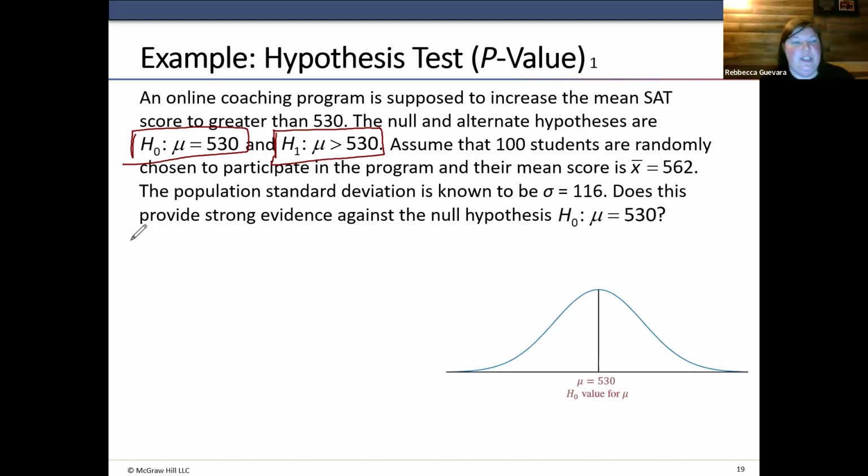So once again, we assume that we have a sample size of 100. Students are randomly chosen to participate in this program, and their mean score, once again, is 562. The population standard deviation, once again, we know to be 116. So does this provide strong evidence against the null hypothesis? Well, that's what we want to figure out here. We figured out the test statistic for this already, and we're still going to use a test statistic. So we still need to figure out that z-score.